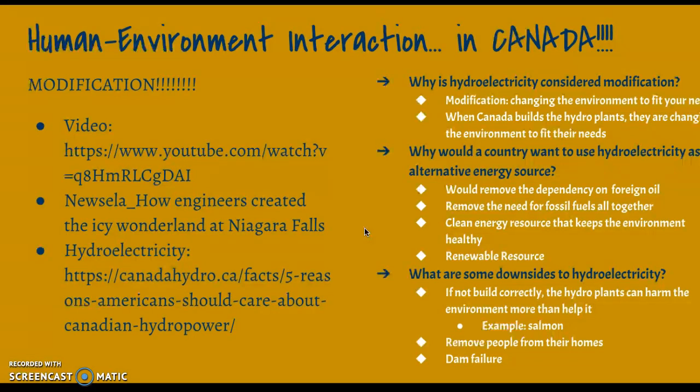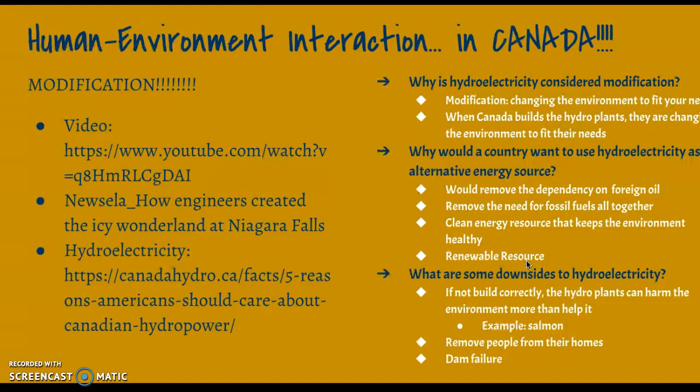Some of the upsides to hydroelectricity, why a country would want to use them. So this is our pros to hydroelectricity. It's going to remove the dependency on foreign oil, removes the need for fossil fuels altogether, creates clean resources that keeps the environment healthy. It's renewable. It's cheaper. We talked about that. Creating the hydro plant is really expensive on the beginning side, but then to maintain it, it's really cheap. So over a time period, you're not spending as much money on it, so it's cheaper.